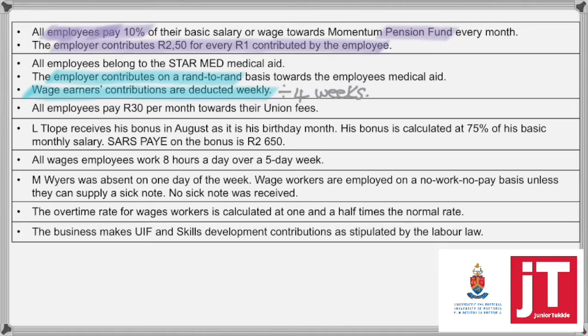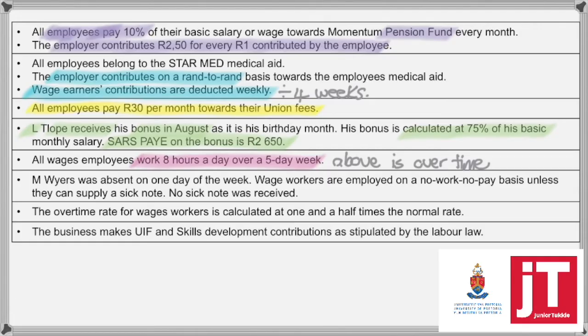All employees pay 30 rand towards union fees. Klope receives a bonus in August as it is his birthday month. His bonus is calculated as 75% of his basic salary, and the additional tax on that is 2,650. SARS always takes their cut. All wage employees work 8 hours a day over a 5-day week, so that is their normal hours, and everything above that will be their overtime.